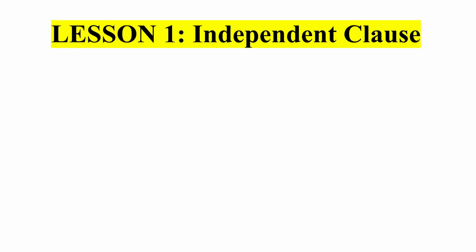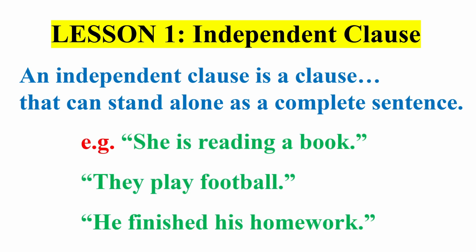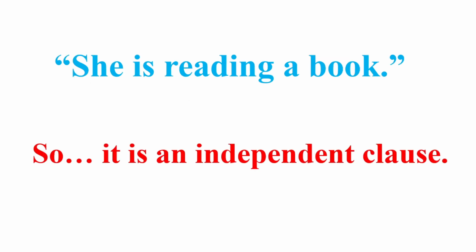Let us start with the first type, independent clause. An independent clause is a clause that can stand alone as a complete sentence. For example, she is reading a book. They play football. He finished his homework. Now think about this sentence. She is reading a book. Does it make sense by itself? Yes, it does. So it is an independent clause.